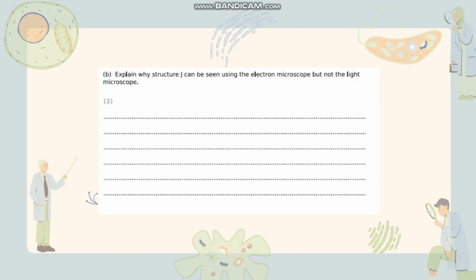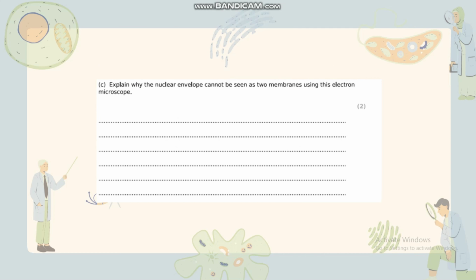Explain why structure J can be seen using the electron microscope but not the light microscope. So it says RER is too small and light microscope cannot provide enough magnification to see it. Only the electron microscope can. Explain why the nuclear envelope cannot be seen as two membranes using the electron microscope. So distinguishing 2 points was resolution. We can simply say the membranes are too close together and the resolution of this microscope is not high enough.